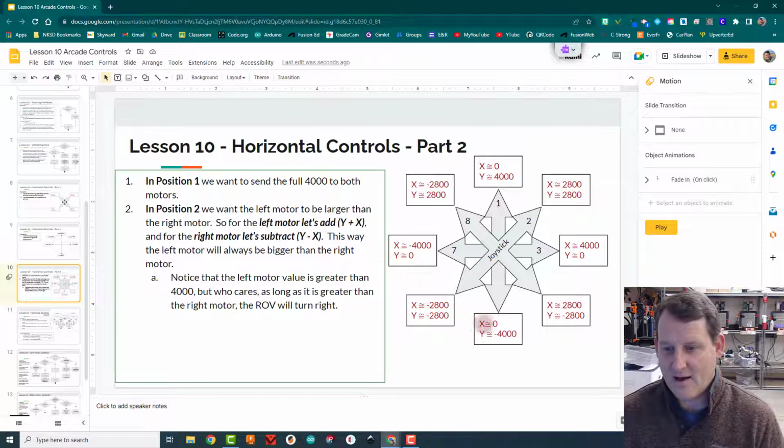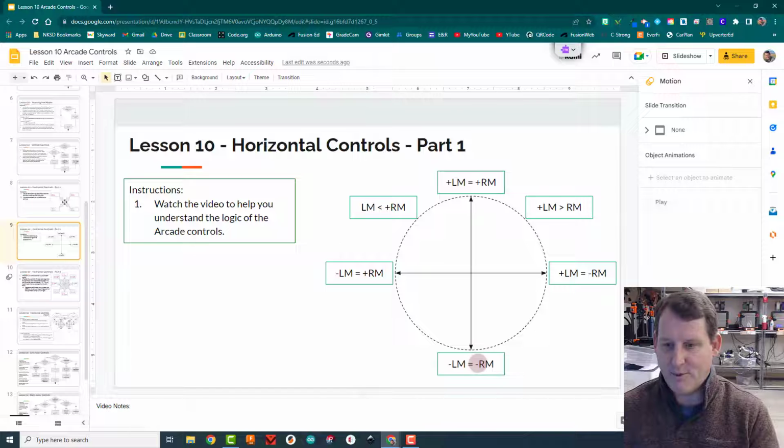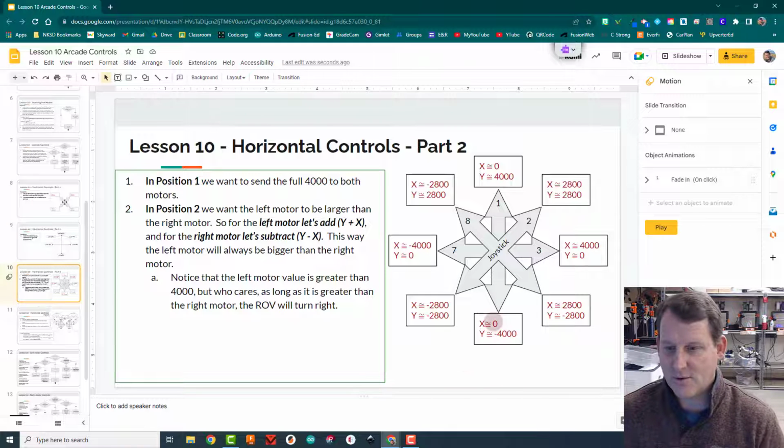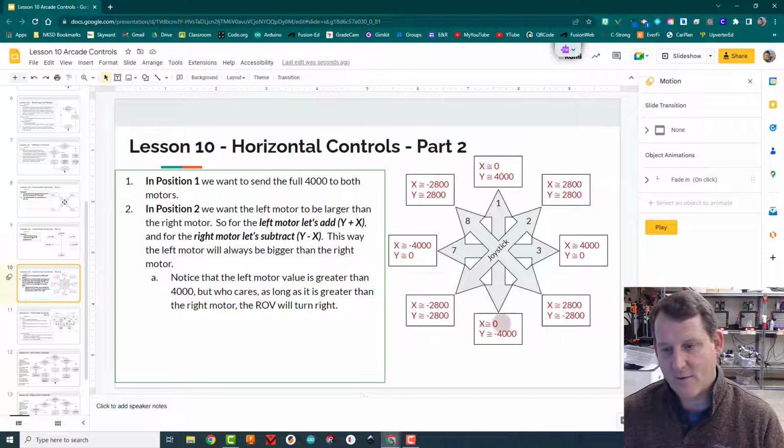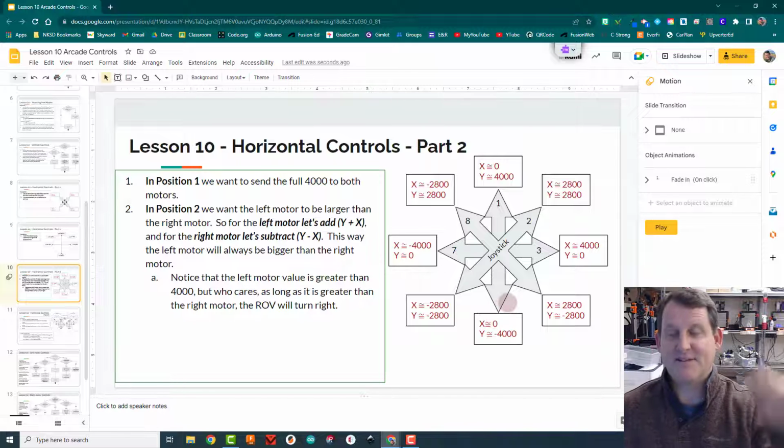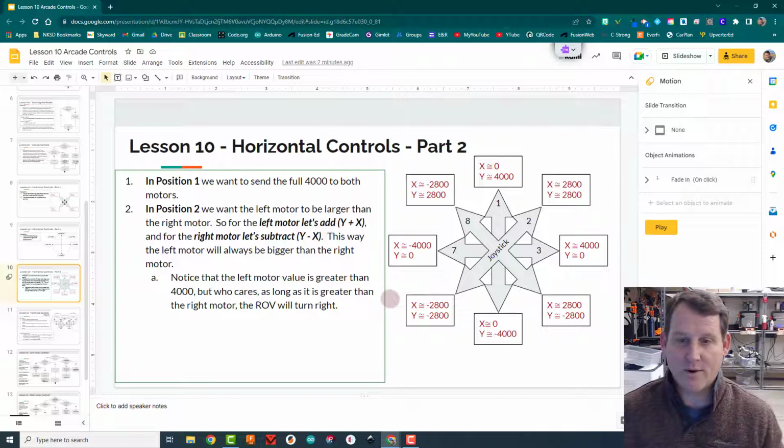Let's check the bottom one real quick. So x is equal to 0 here, y is equal to negative 4,000. We want them both to be negative. So the first one, y plus x, negative 4,000 plus 0 is negative 4,000. Perfect. And then the other one is y minus x, and this one is negative 4,000 minus 0, still negative 4,000. Boom, working.